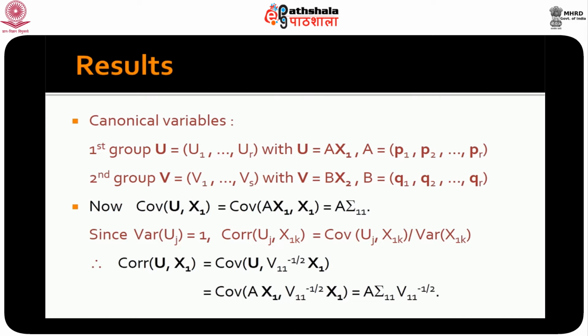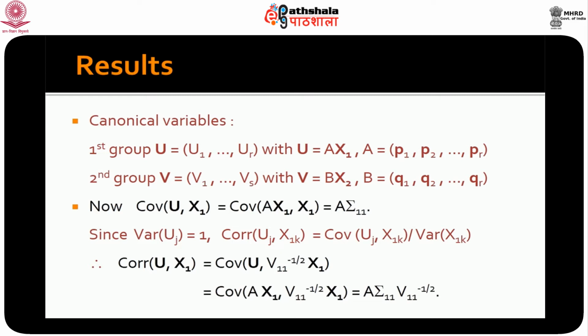So remember, I have U. U is basically the set of canonical variables that I have got. Since the first set x1 had r variables and the second set x2 had s variables, U would be of dimension r.